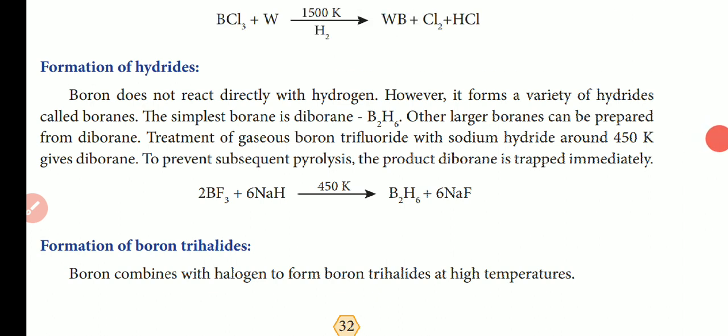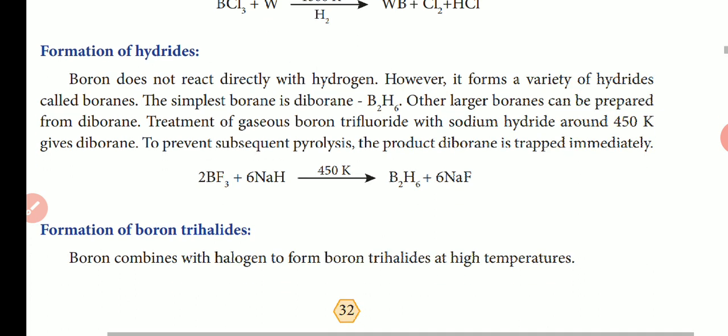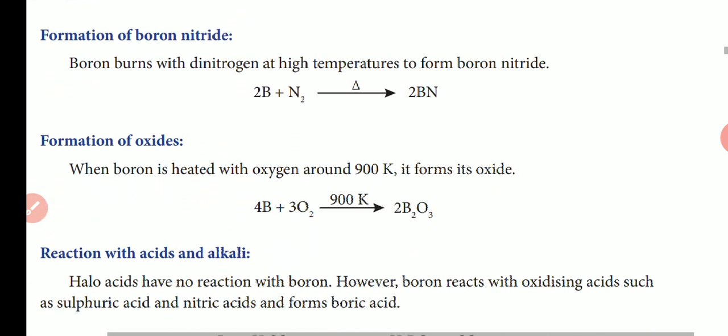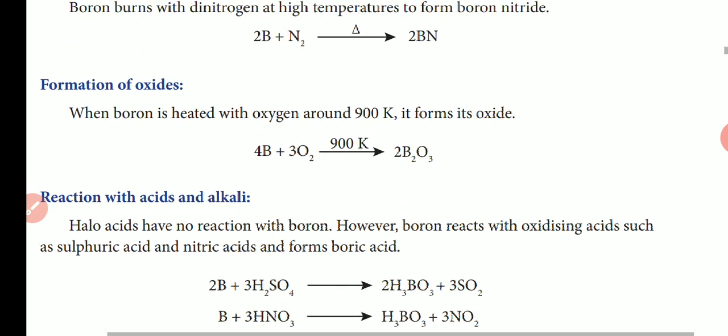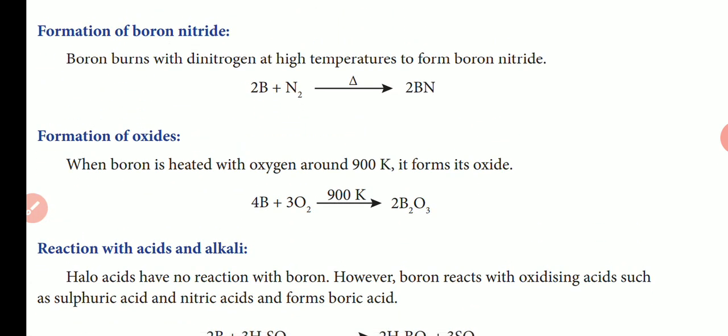Definitely a 2 mark or 3 mark question is asked from our p block element lessons, because it is a very important lesson in the AEEE and NEET examinations. So listen carefully. Boron combined with nitrogen produces boron nitride, boron nitride.